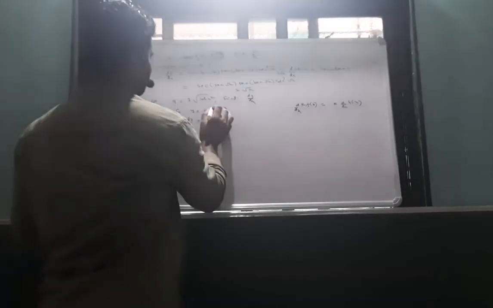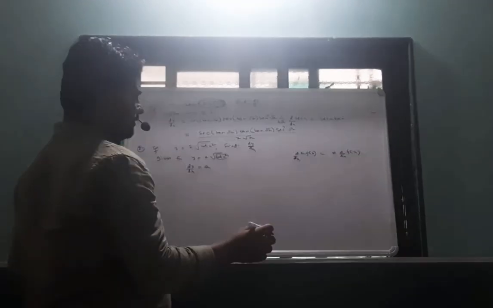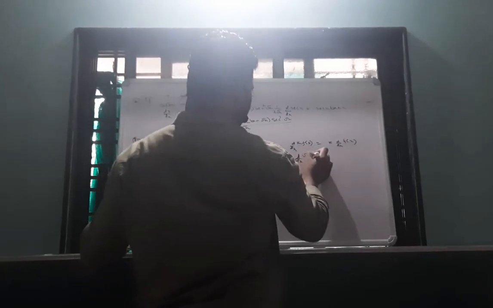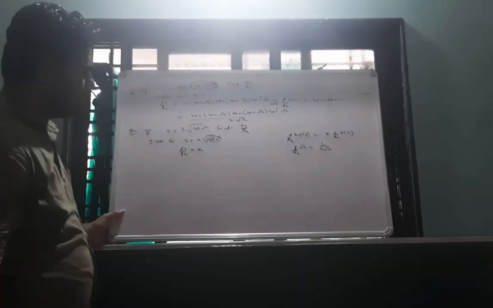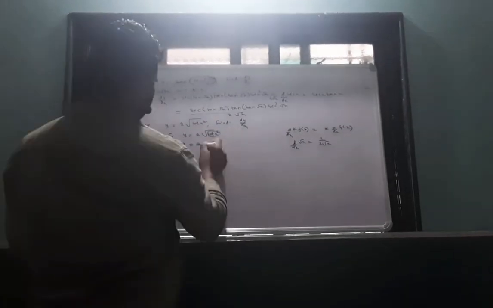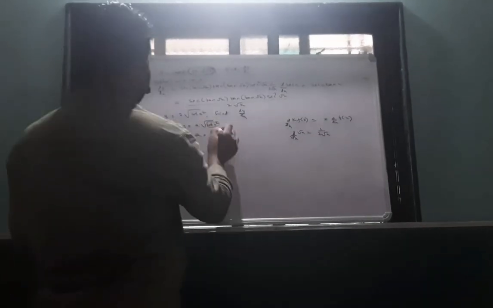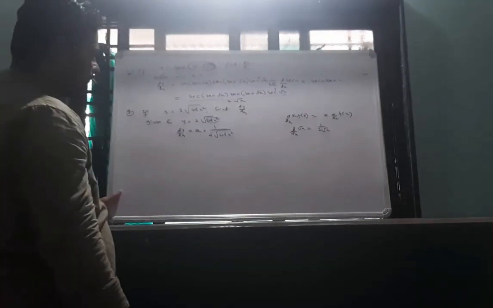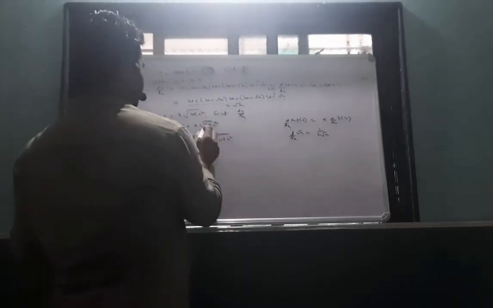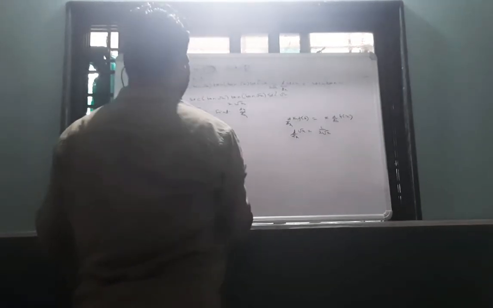Then we first remove the square root, so take it as x from root x. Now what is the derivative of root x? The derivative of root x is equal to 1 by 2 root x. So 1 divided by 2 root x, where x means cot x square. Then the derivative of root x is 1 by 2 root x. Then find the derivative of cot x square.